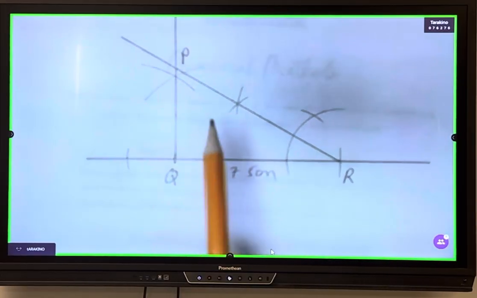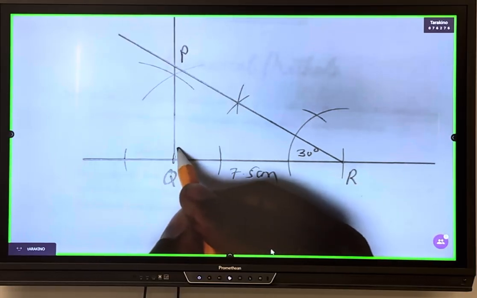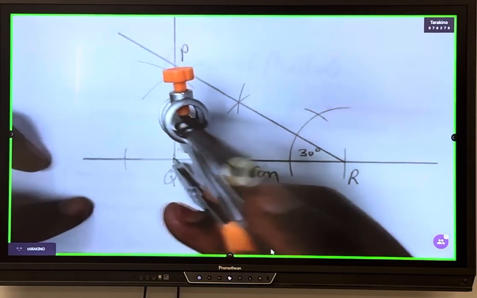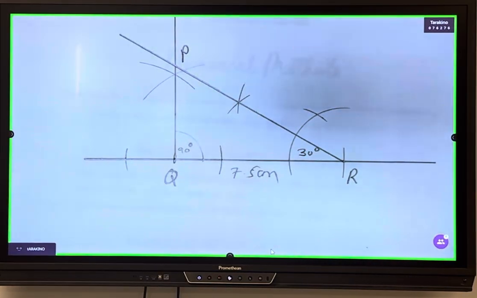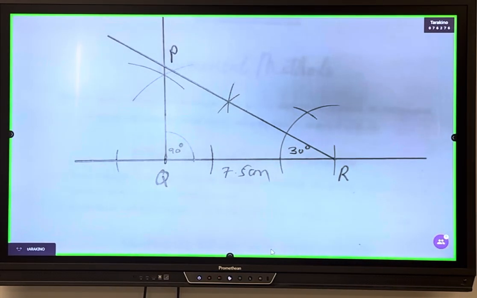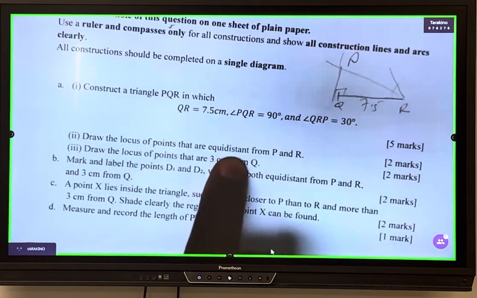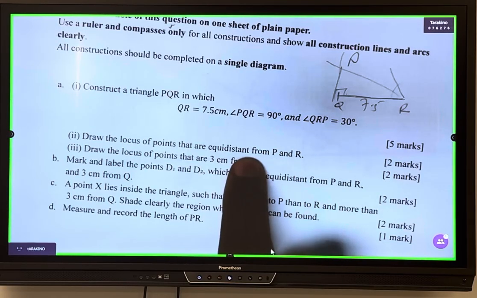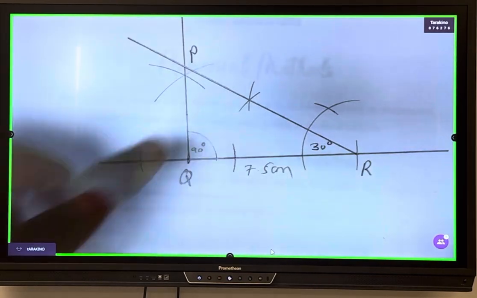So I have my P, my Q, my R, and this is 30 degrees, and this is 90 degrees. If you want, you can make a nice arc here. So now I've constructed the triangle PQR. Then the locus of points that are equidistant from P and R. P and R are two points, so in other words, we are looking for the perpendicular bisector of this line PR.